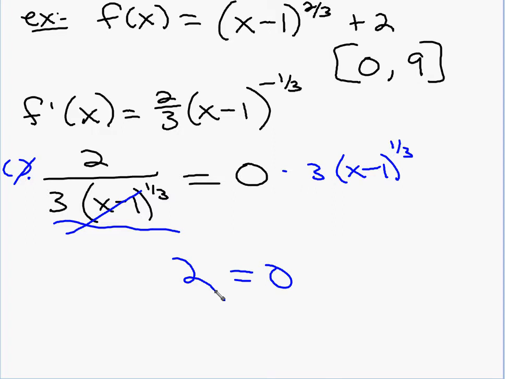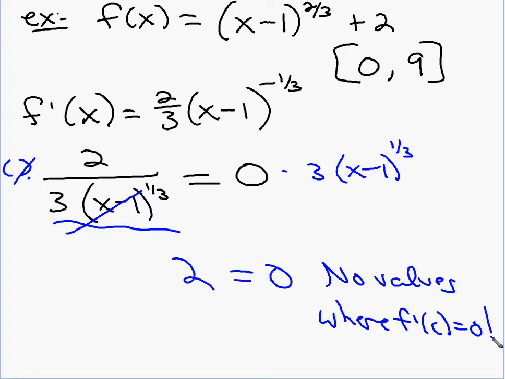So guess what that means? There are no values where f prime of c equals 0. That's what that means. All right. So what would I do now? Well, let's check my endpoints. All right, because we're still trying to get to a graph of this thing.